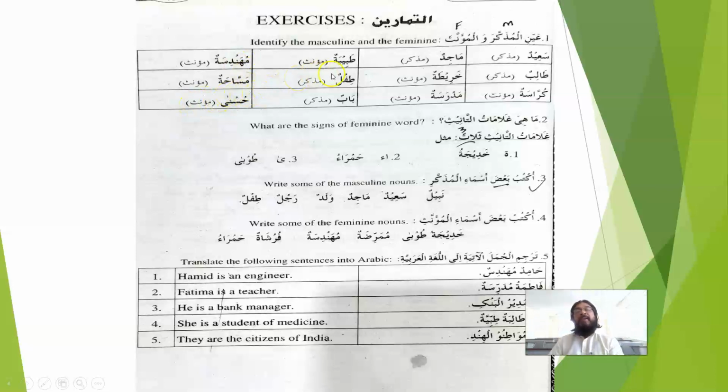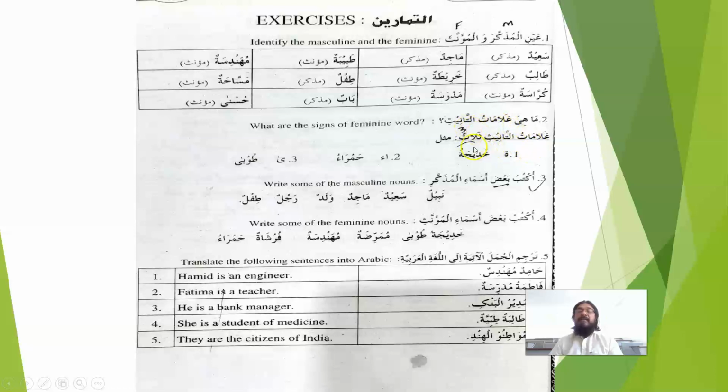So, very easy to identify the male and female, Mudhakkar and Muannas. So, practice well this section. Then after, this is the possible question also. What are the signs of feminine word? Okay. Ma what? Alamat, indication, signs. Tanis, feminine. Alamatut tanis. The answer is written in the question.